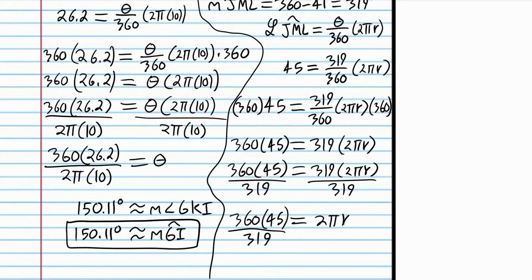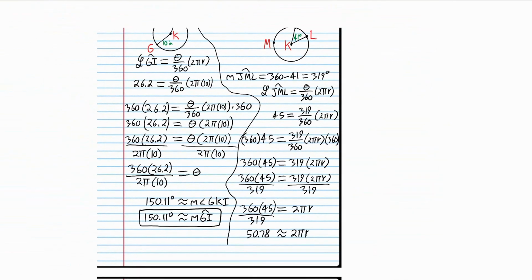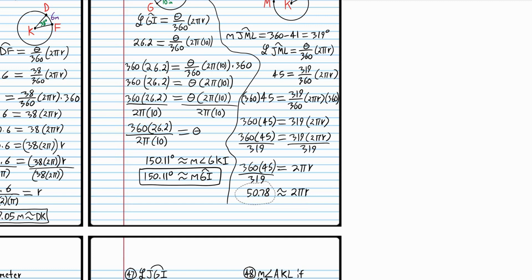So we can just get out the calculator. 360 times 45 equals, divided by 319 equals. And we get 50.78. So the circumference is approximately equal to 50.78. And that is going to be in feet. So be sure to write your units.